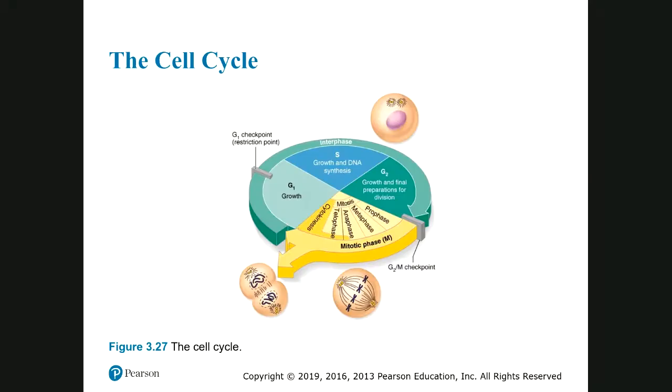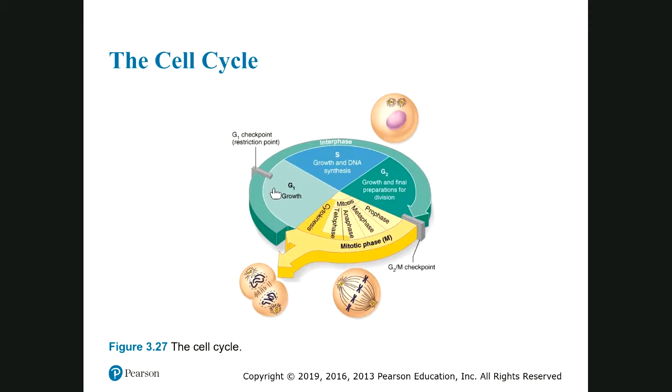The cell cycle is a series of changes a cell can go through from the time it is formed until it reproduces. Interphase, seen in the green, is where the cell grows and carries on its usual activities. Cell division, or the mitotic phase, seen in yellow, is where it divides into two genetically identical cells.